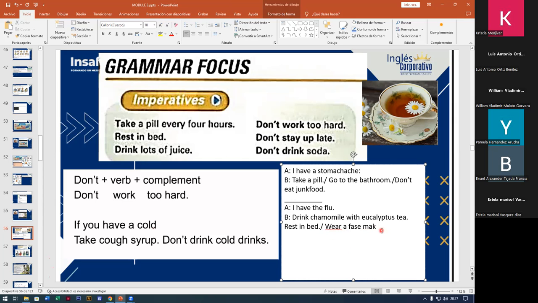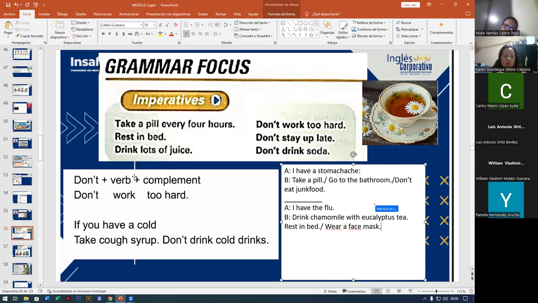Now, in this one, that is very good, right? Wear a face mask. Also, that is very important in these days. Wear a face mask. Any other recommendations that you can give? Pamela? No? Carlos Mario? Carlos Mario? For the flu, yes. Té de manzanilla, no sé cómo.